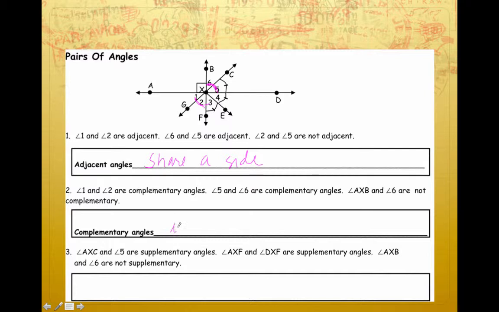Complementary angles add up to 90 degrees, and that's just two. It has to be just two angles.